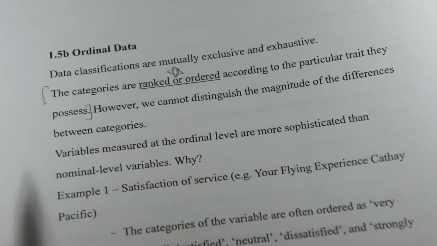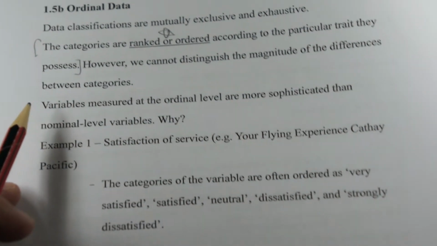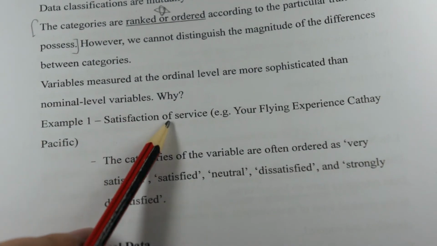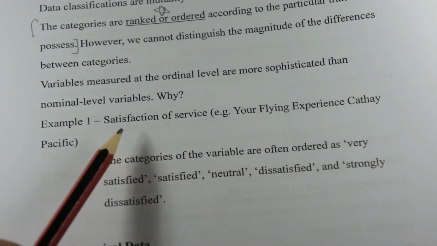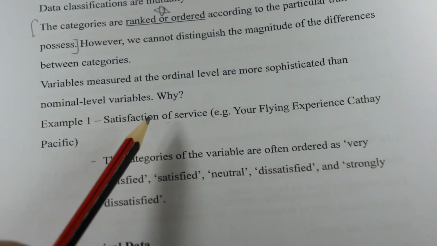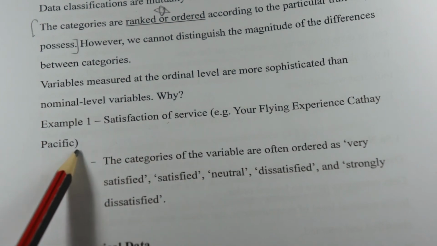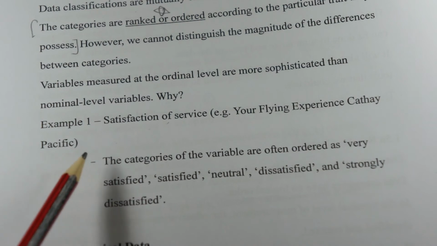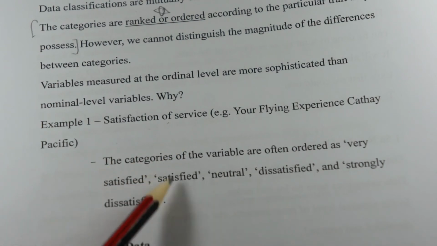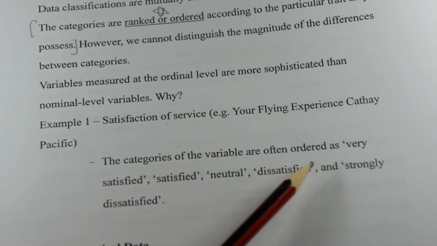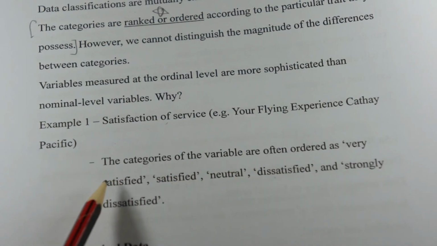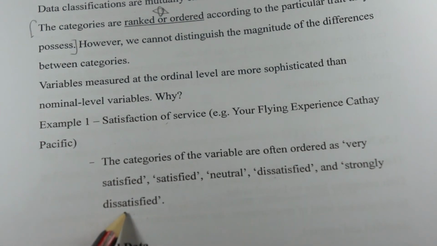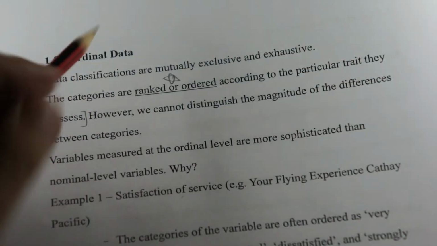I give you one example in your notes, which is satisfaction of services. When you go to travel to Thailand or maybe to India, you will go maybe with Cathay Pacific, and then they rank the service as very satisfied, neutral, dissatisfied, and strongly dissatisfied. Are they in order? Of course it should be yes, because you can see from very satisfied until dissatisfied. So this is one of the examples for ordinal level.